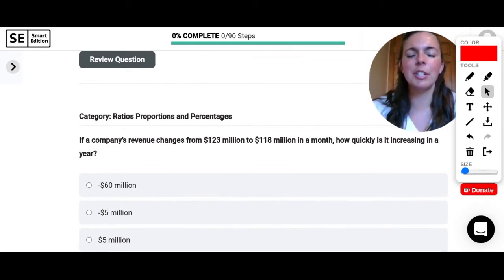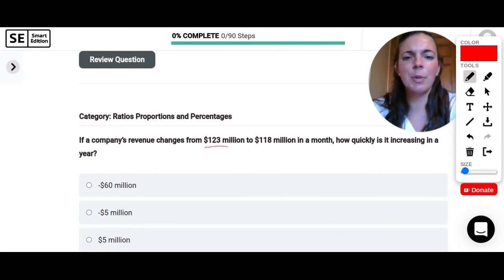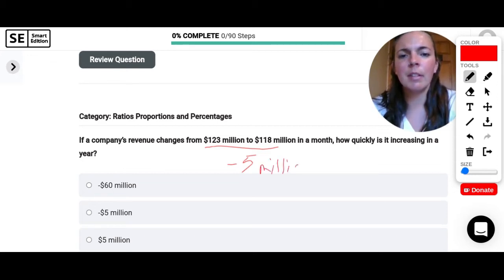If a company's revenue changes from 123 million to 118 million in a month, how quickly is it increasing in a year? So the change from 123 million to 118 million is actually negative. Looks like we're decreasing, so negative 5 million a month. So not looking so hot. How quickly is it increasing over a year? Well, definitely going to be negative.